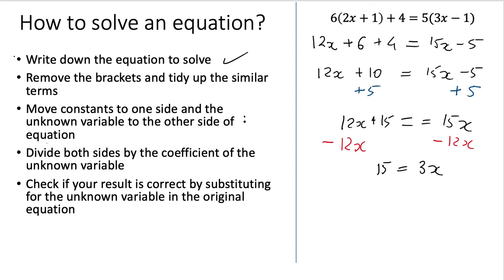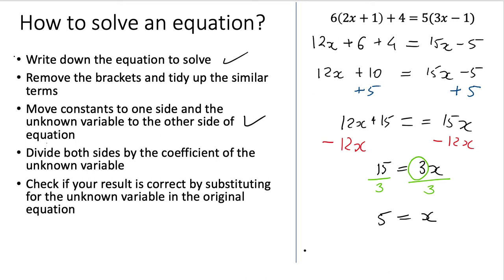So that's done. Now I have to divide both sides by the coefficient of the unknown variable. The coefficient of the unknown variable is equal to 3. So I'm going to divide both sides by 3. If I do that, I'll get that 15 divided by 3 is equal to 5, and 3 divided by 3 is equal to 1. So that's equal to x. Okay, I have my result, 5 is equal to x.